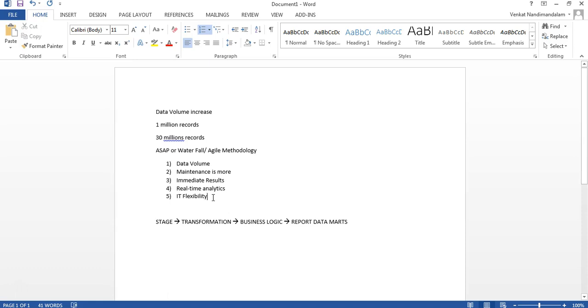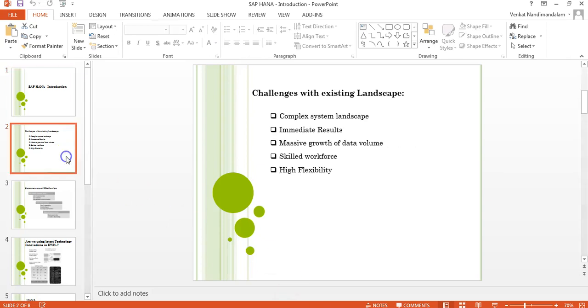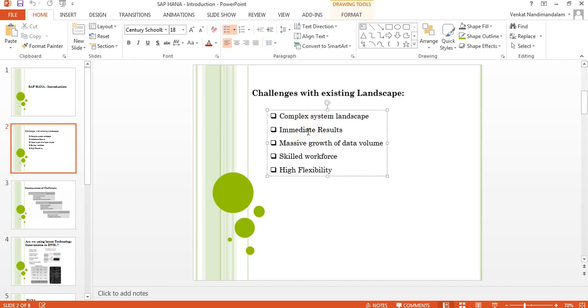So these are most of the challenges that we have in the current industry. So now, these are the challenges we discussed. Like one is immediate results. Customers are expecting immediate results, and then massive growth of data volume.